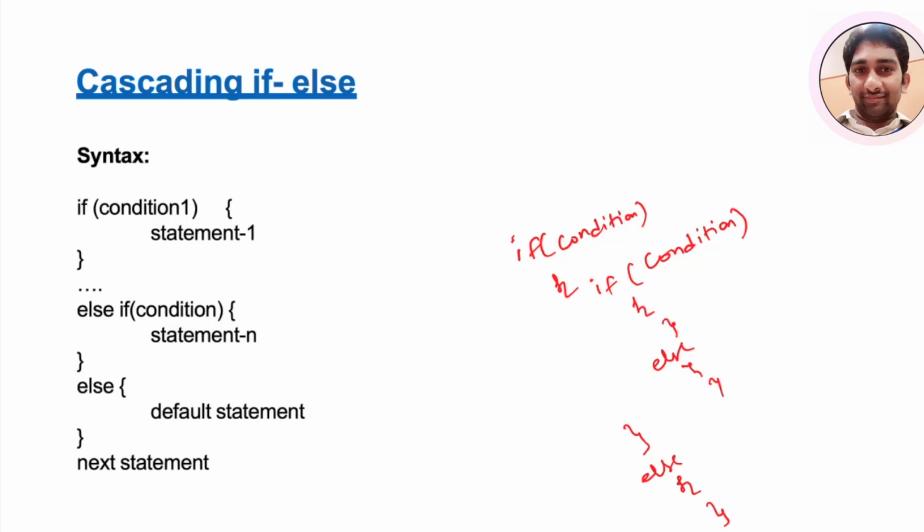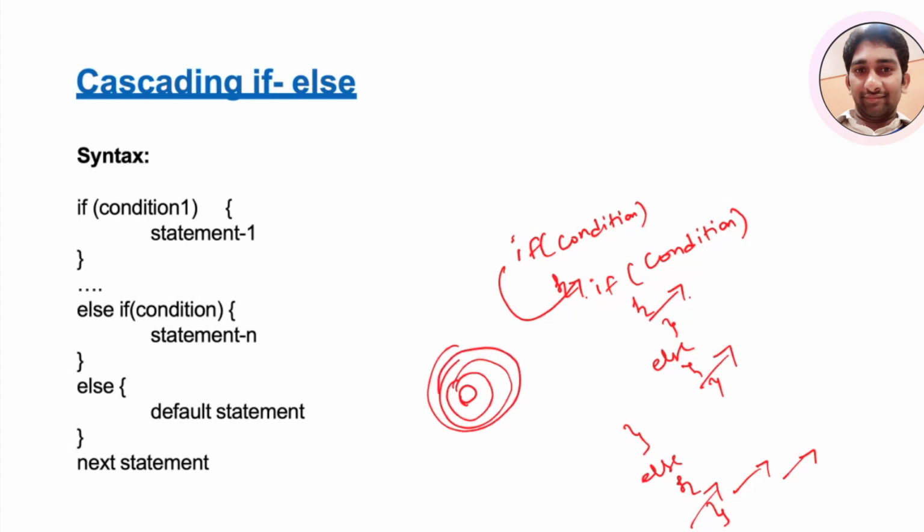Nested means inside we have one block, again inside we may have another block, again here inside we may have another block, and again in the block another block. So nested means one circle, again we are having another one nested. Okay, so this is what is known as a nested if else. We'll do one program on this also.